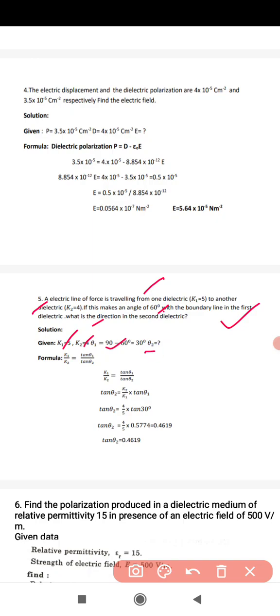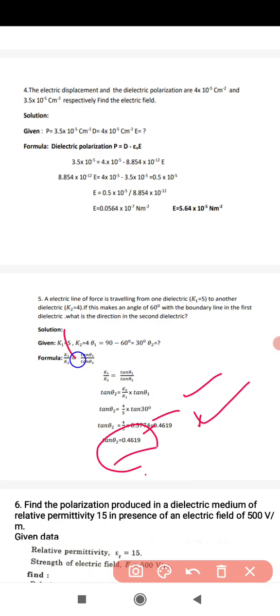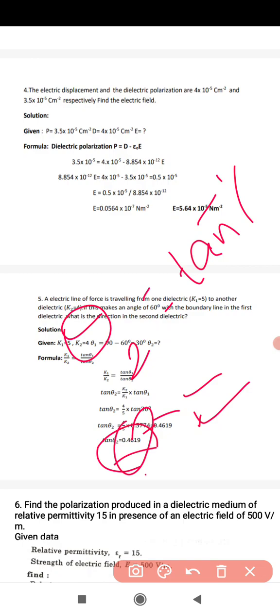30 degrees. Therefore, theta 2 is found using K1 divided by K2 equal to tan theta 1 divided by tan theta 2, a formula we can use. So substituting these values, we can find tan theta 2. In reverse, we get K2 by K1 into tan theta 1. Therefore tan theta 2 is equal to 4 by 5 into tan 30. Find the tan 30 value, substitute it, and we will get the tan theta 2 value. If you want the theta 2 value, find the tan inverse of this value.